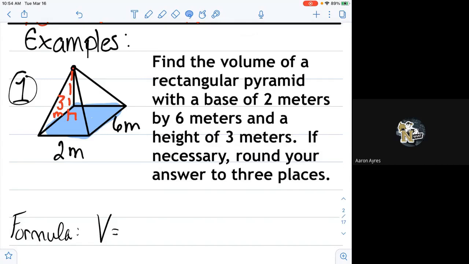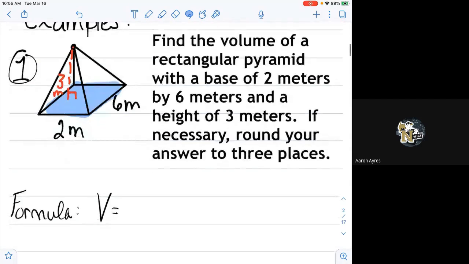Okay, so here's the deal. We have to find the volume of this pyramid. Everybody good with that? What do we know? Well, let's figure out our dimensions, shall we? What are the dimensions of this pyramid? What's the height of this pyramid? Okay, Charlie? Height is 3 meters.